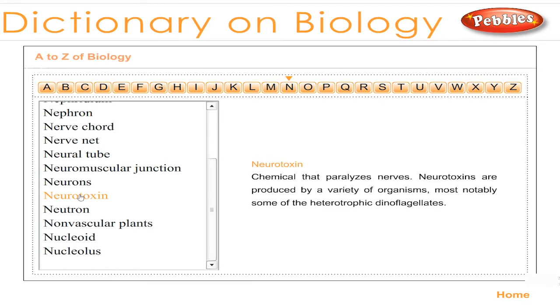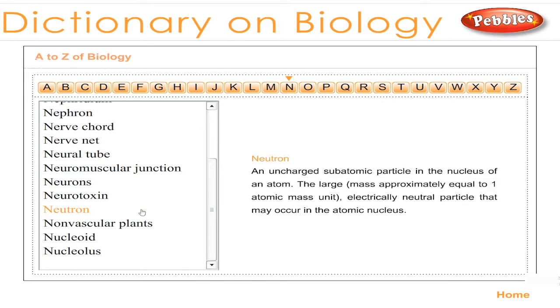Neurotoxin, chemical that paralyzes nerves. Neurotoxins are produced by a variety of organisms, most notably by some of the heterotrophic dinoflagellates. Neutron, an uncharged subatomic particle in the nucleus of an atom, the mass approximately equal to 1 atomic mass unit, electrically neutral particle that may occur in the atomic nucleus.